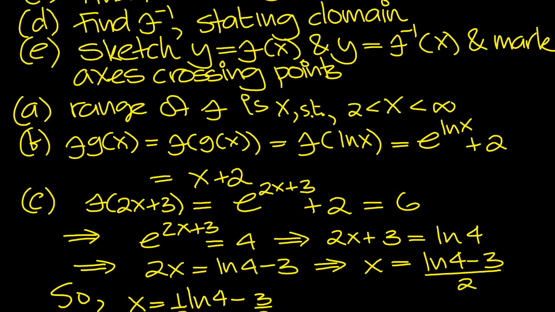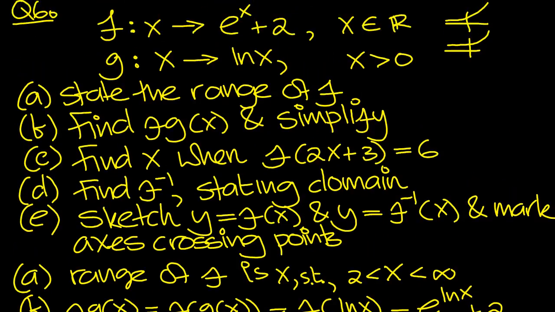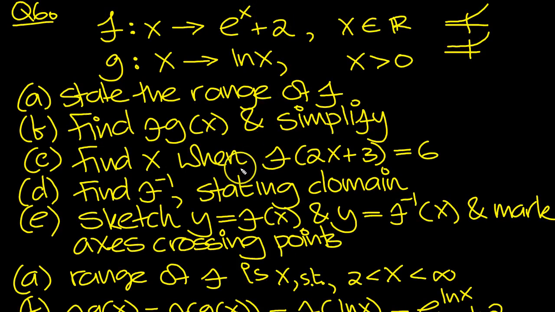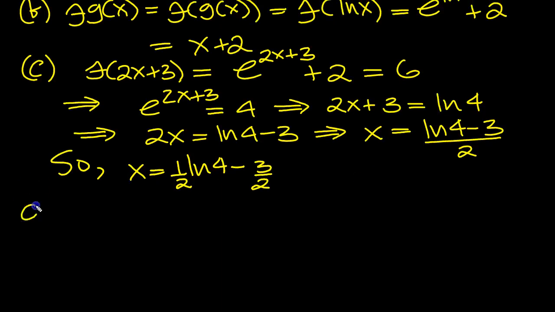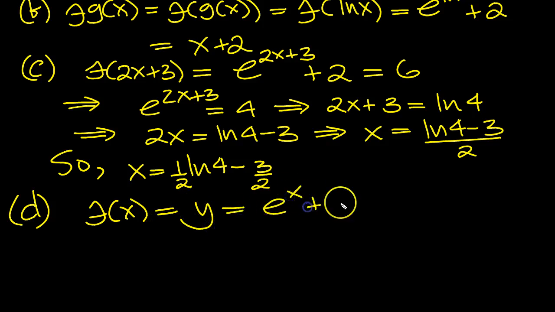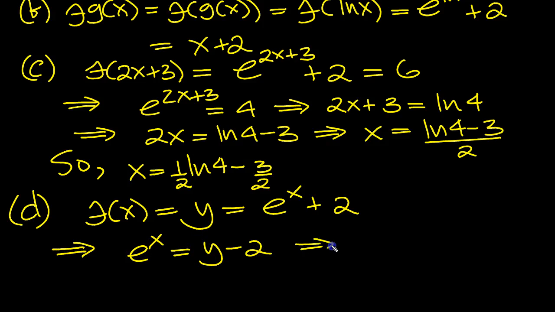Part D then, find f minus 1 stating its domain. Well, the domain of this will be the range of f, and we've got the range of f in part A, is this. So let's get f minus 1 then. Here's f of x. So f of x is equal to y is equal to e to the x plus 2. So let's move the 2 over and write it from right to left. E to the x will equal y minus 2. So that tells us what x is.